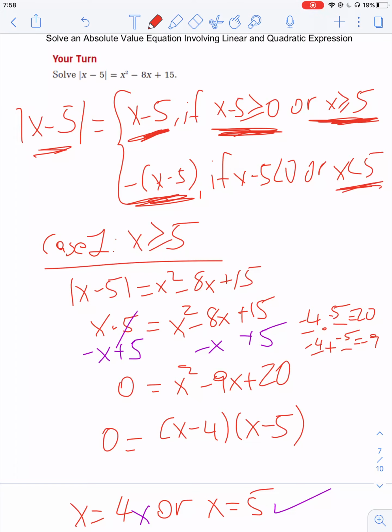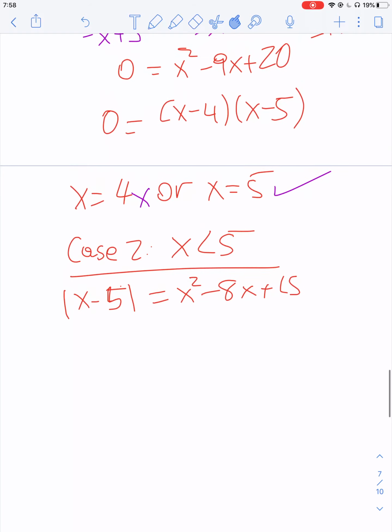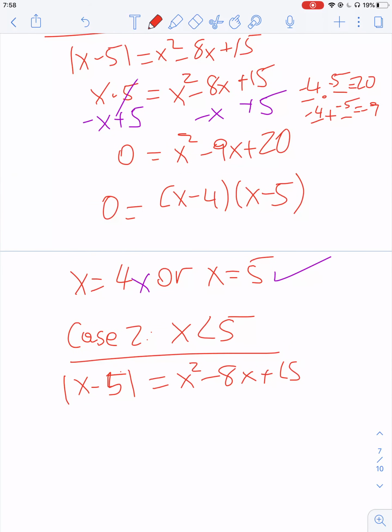Very similar to what we did in the previous class. So this, I'm going to replace this with, give me 1 second. Okay, what was this? Plus 15, I think, right? Minus x squared. Yeah, plus 15, sorry. Anyway, so I'm going to replace this by minus x minus 5 is equal to x squared minus 8x plus 15.